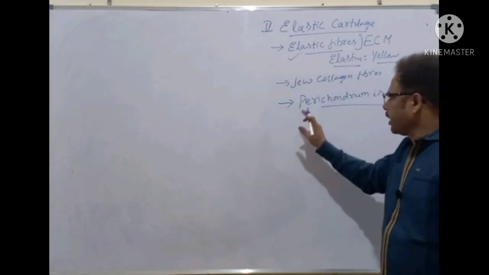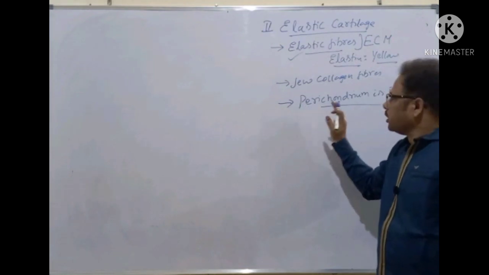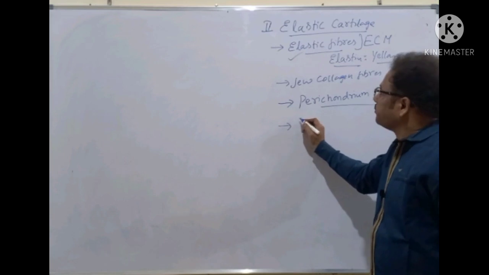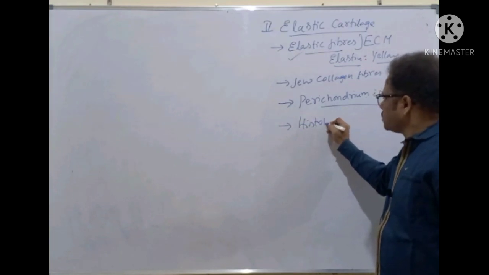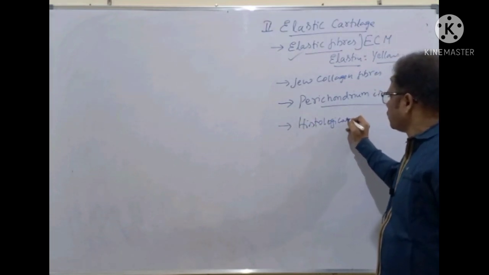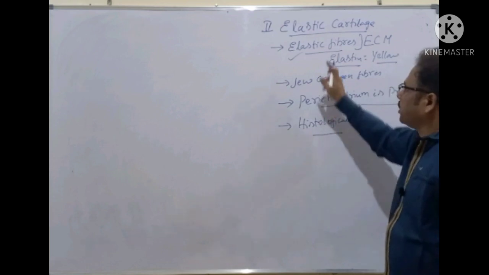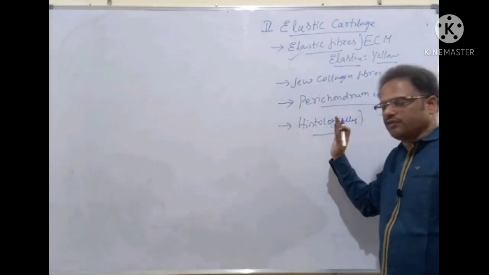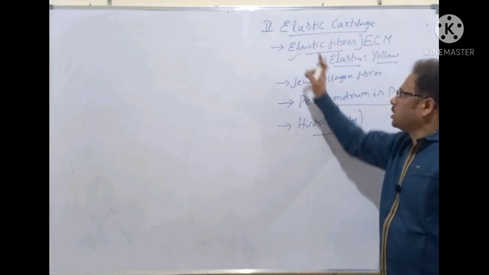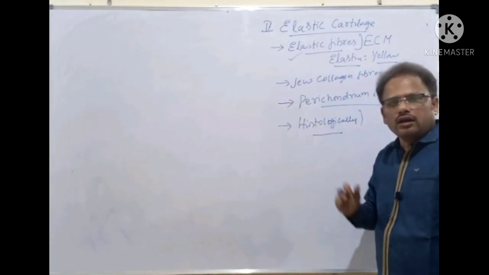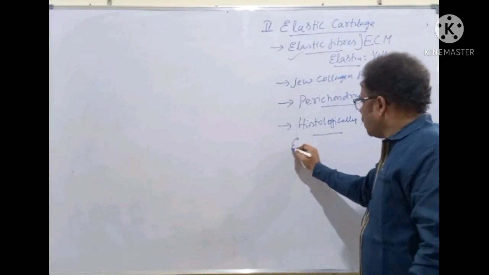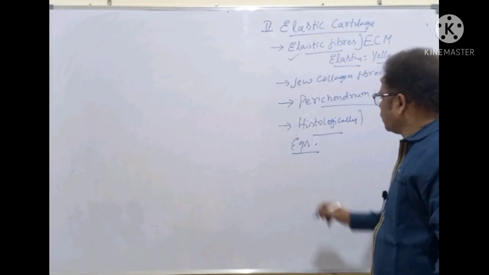Clear? Just like hyaline cartilage, here also the perichondrium is present. And histologically, that is at the tissue level, it is similar to which one? Elastic cartilage is similar to the hyaline cartilage. At the tissue level, when we examine, histologically elastic cartilage is similar to the hyaline cartilage. Clear, students?